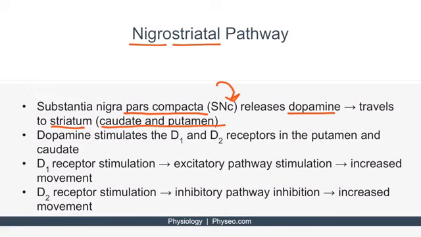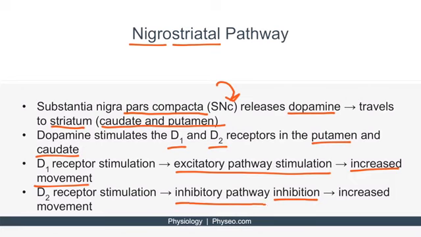Now dopamine stimulates the D1 and D2 receptors found in both the putamen and the caudate. When the D1 receptor is stimulated, it causes the excitatory pathway to be stimulated, which leads to increased movement. Now the D2 receptor stimulation causes the inhibitory pathway to be inhibited. We've inhibited the inhibitory pathway, which also leads to increased movement. In other words, the nigrostriatal pathway stimulates movement via the basal ganglia.